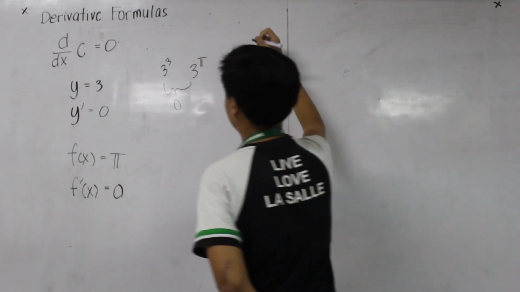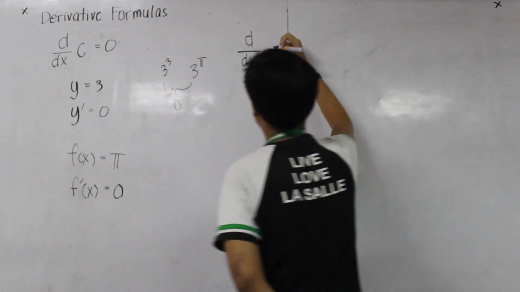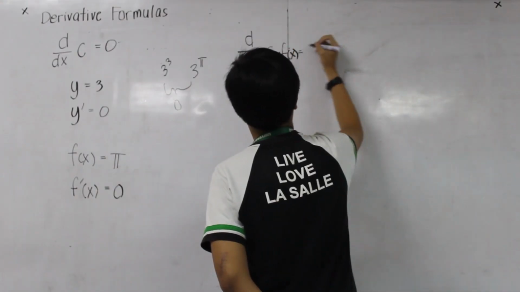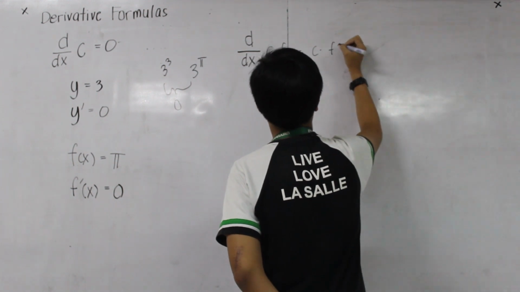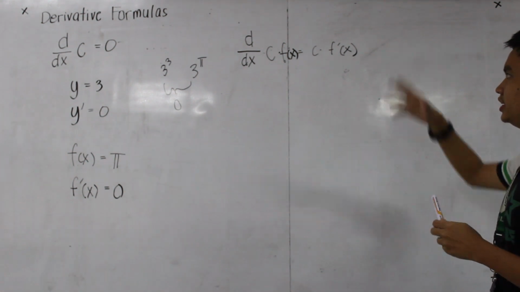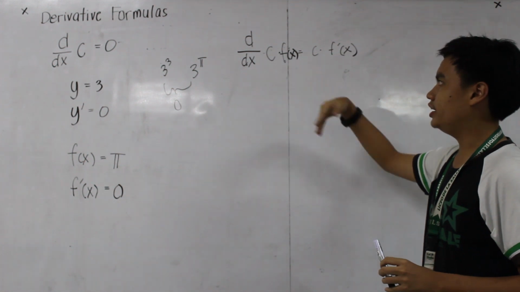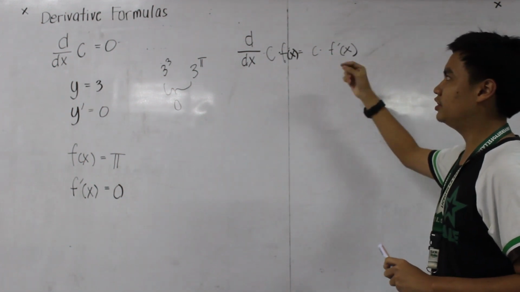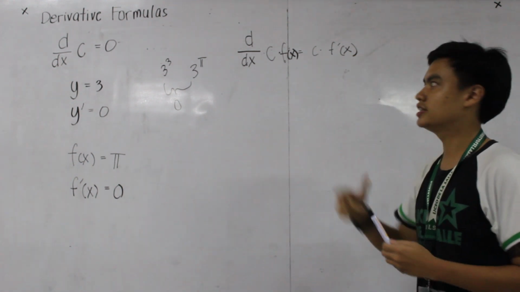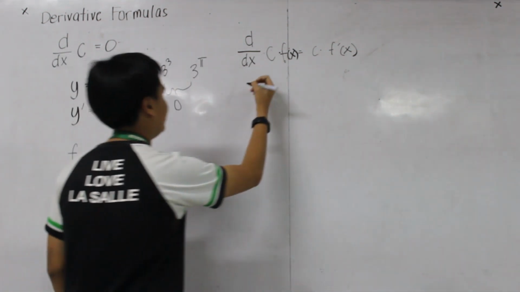The next formula would be d over dx of c times f of x is equal to c times f prime of x. What we mean by this is, given that we have a constant multiplied to an x term, its derivative would be that constant multiplied by the derivative of the term with the x.